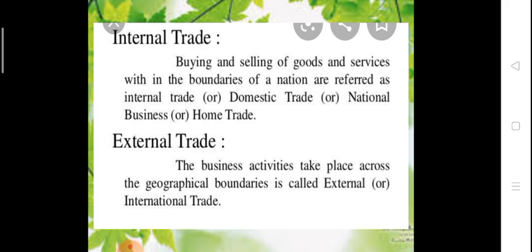Internal trade means buying and selling of goods and services within the boundaries of a nation. It is also known as domestic trade, national business, and home trade. Now external trade: the business activities that take place across the geographical boundaries are known as external or international trade.